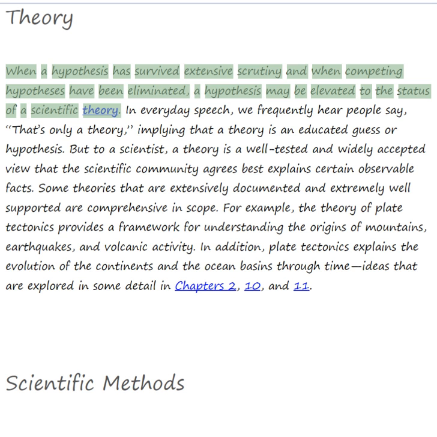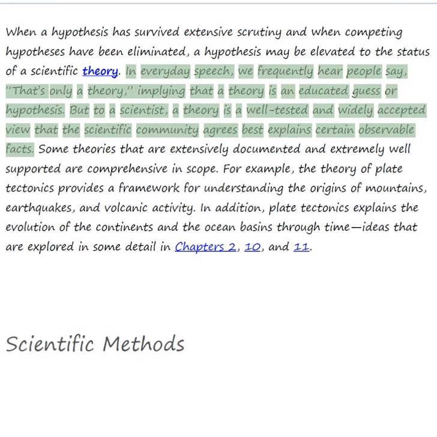Theory. When a hypothesis has survived extensive scrutiny and when competing hypotheses have been eliminated, a hypothesis may be elevated to the status of a scientific theory. In everyday speech, we frequently hear people say, "That's only a theory," implying that a theory is an educated guess or hypothesis. But to a scientist, a theory is a well-tested and widely accepted view that the scientific community agrees best explains certain observable facts.